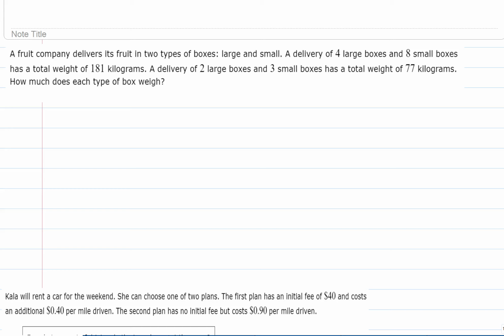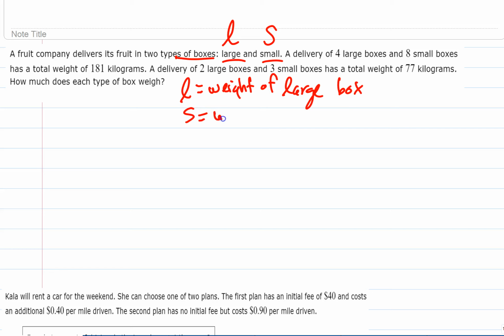Okay, so with that in mind, let's go ahead and start with: a fruit company delivers fruits in two types of boxes. Okay. We have large and small. Those are going to be what we don't know. How much does each box weigh? We don't know. Okay? So we can call the large box, any ideas? L. And the small one? Awesome. We have two variables. L would be our weight of the large box. S would be our weight of the small box.